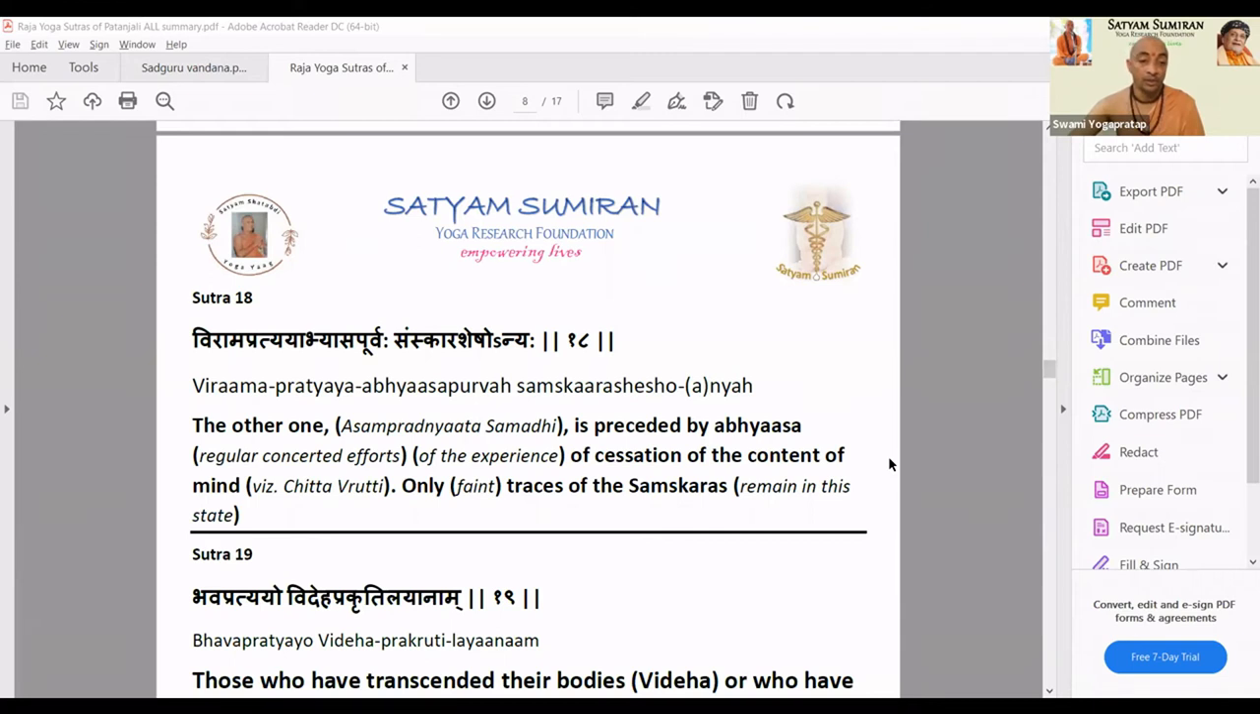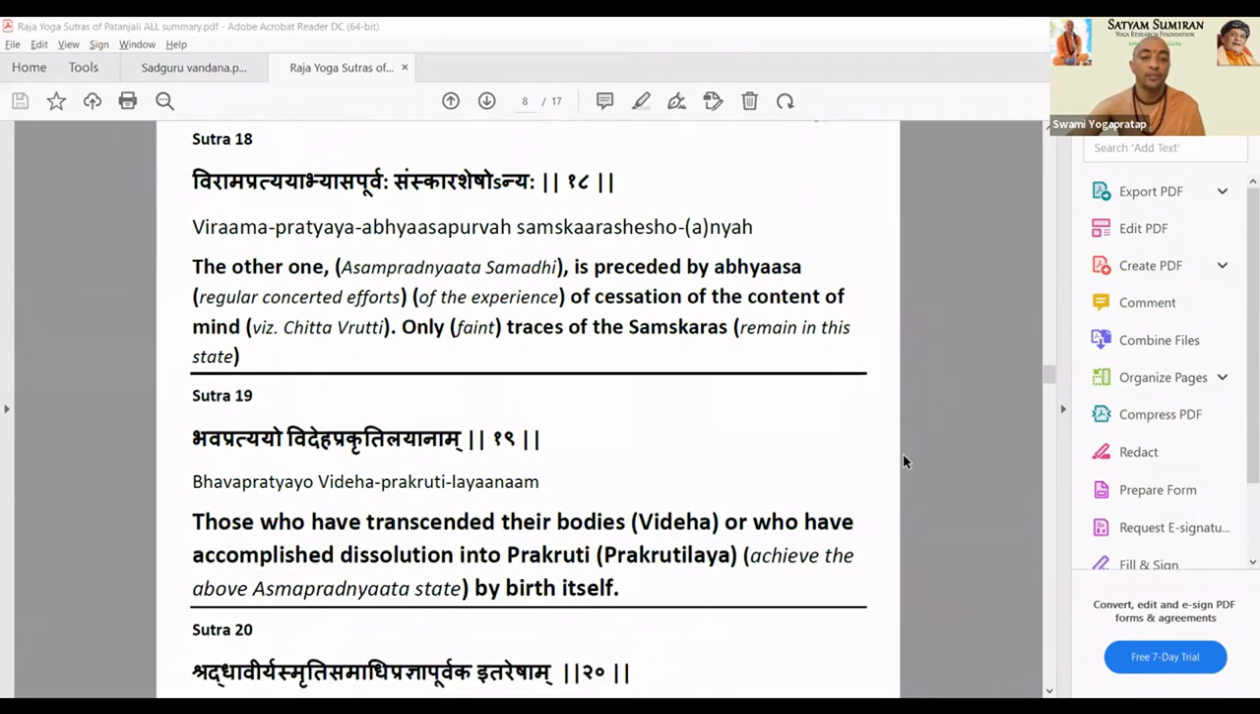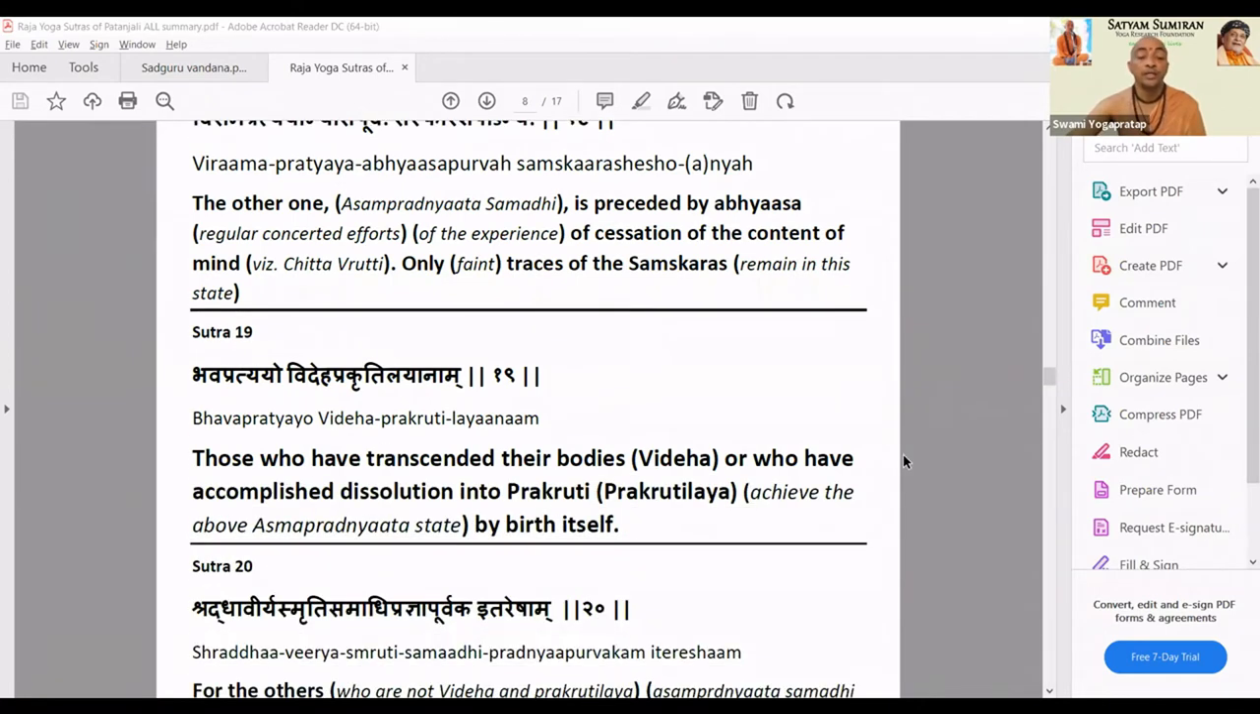Virama pratyaya abhyasa purvaha sanskarasheshaha anyaha. The other, asamprajnata samadhi, is preceded by the abhyasa of the experience of the cessation of the content of the mind, the chitta vritti, and only very faint traces remain in this state. Now, he has given us what the goal is.